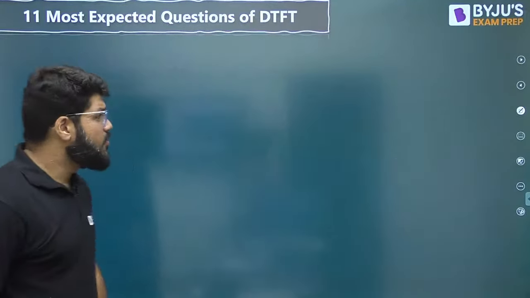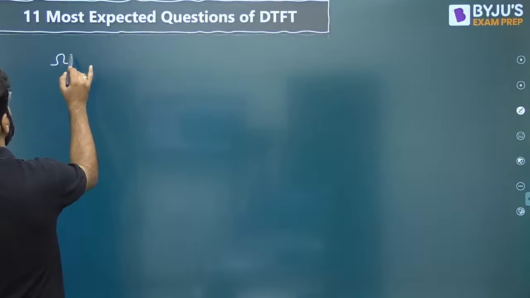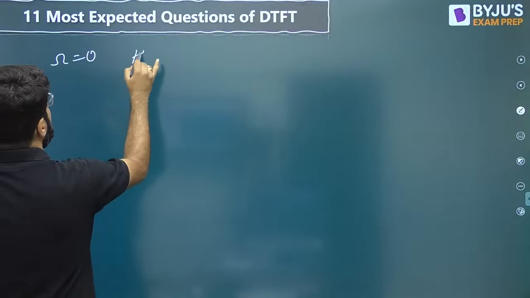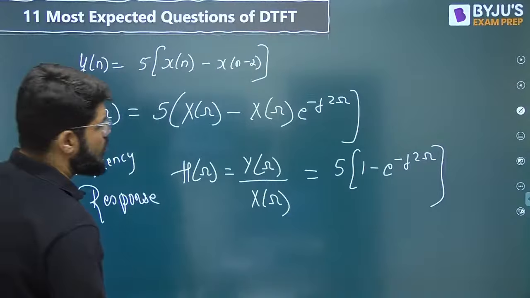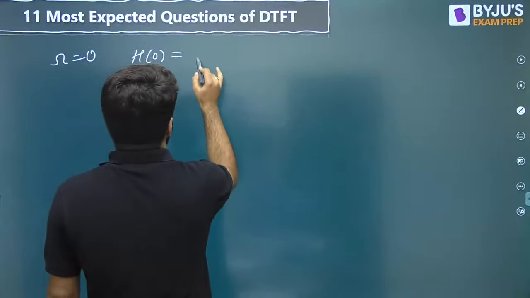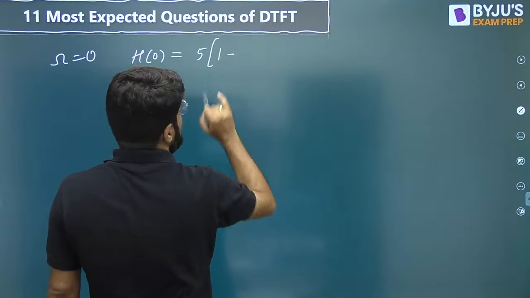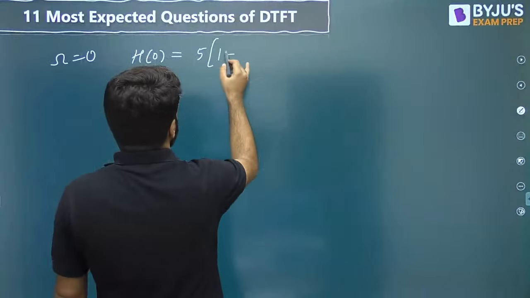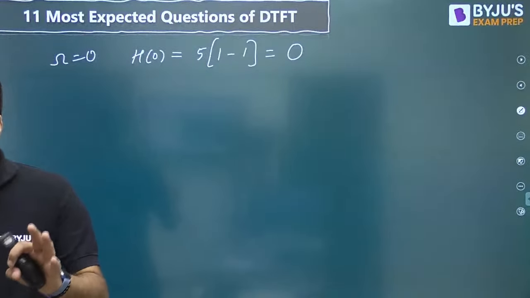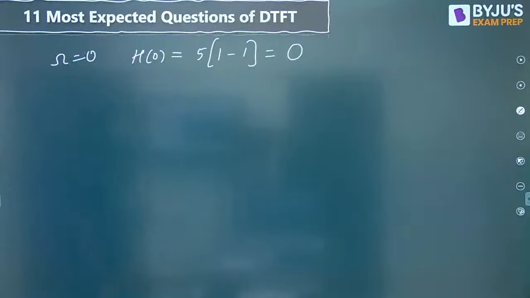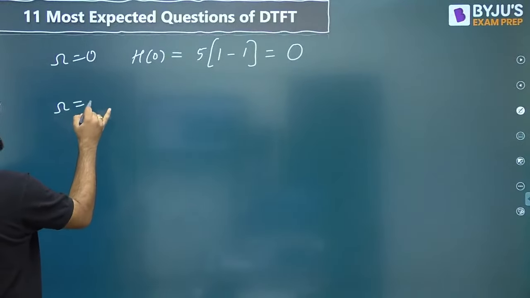And now what is the low frequency and high frequency result? Omega equal to 0. What is H of 0? Right, it is equal to 5 into 1 minus e power 0. E power 0 is 1. So the low frequency result is 0. Definitely it is not a low pass filter. Definitely not a low pass filter.